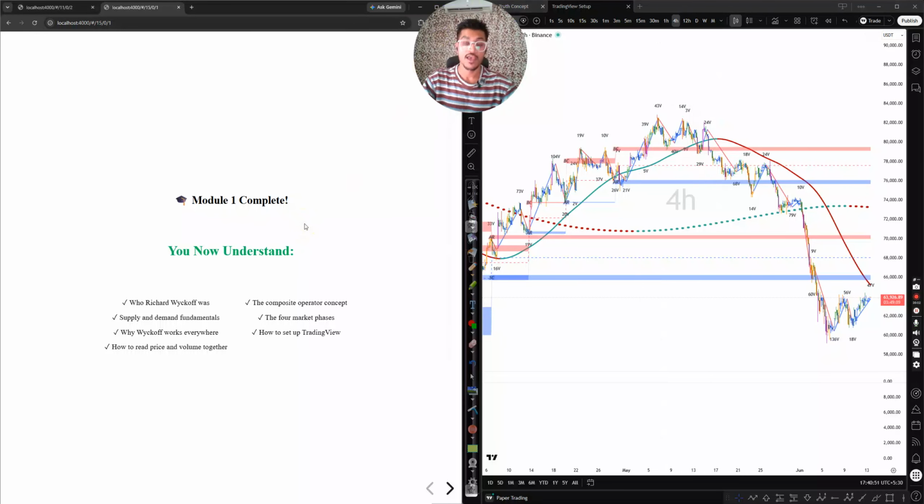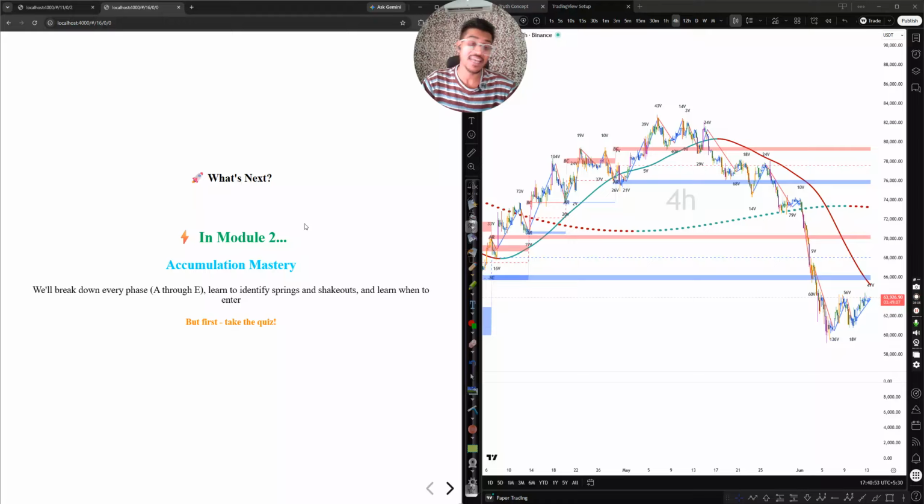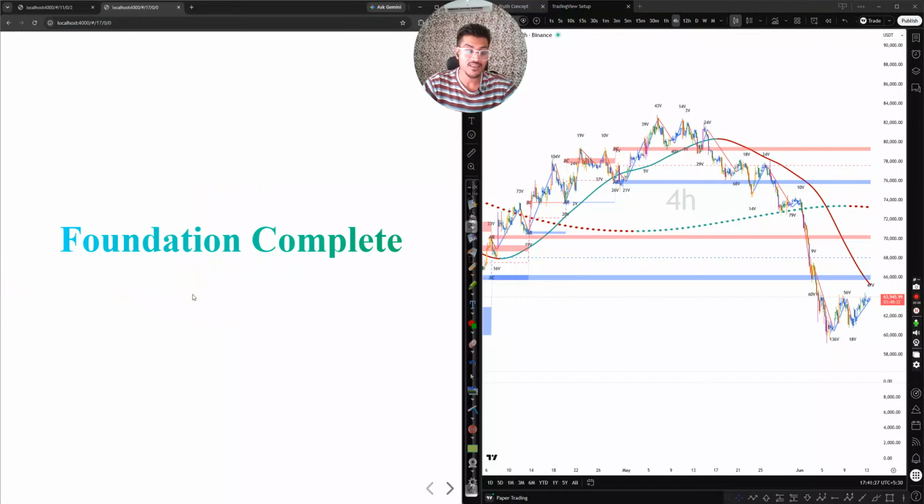All right. So that's your module one. All right. What's next in module two is we're going to master the accumulation zone, the accumulation phase. Okay. I will break down every phase from A to E. All right. I'm going to teach you what that is. It's phase within phase. Once you have the accumulation phase, you can dissect that and understand what's going on there as well. And I'm going to teach you how to identify springs, shakeouts, and learn when to enter a trade. Okay.